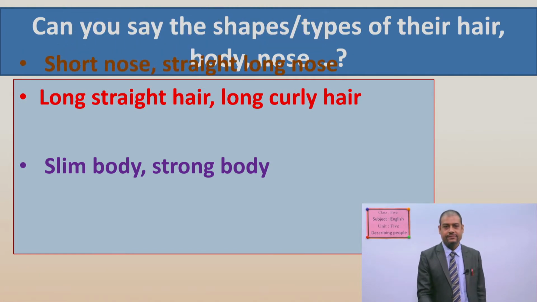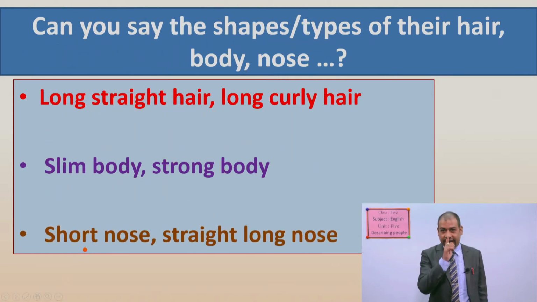Type of body. Then the girl has a short nose and the man has a straight long nose. It means we have to use these types of words to describe our eyes, nose, hair, face, body, and sometimes dress also. So today we are going to learn.